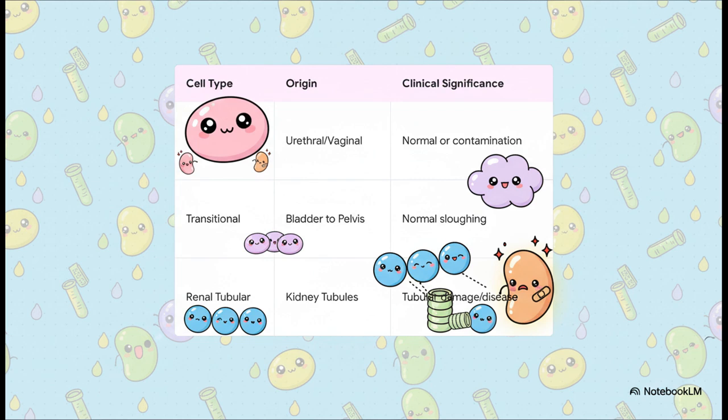But the ones you have to pay super close attention to are the renal tubular epithelial cells. Why? Because they come directly from the kidney tubules themselves. Seeing these in the urine is a direct sign of active damage happening inside the kidney.